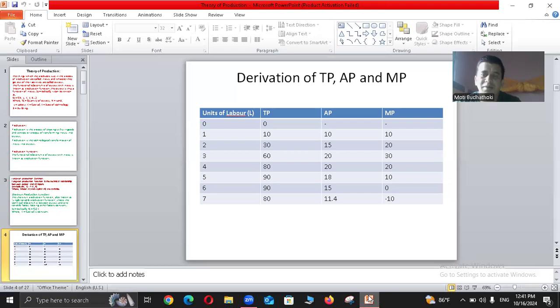In this table we can see that in the beginning the marginal product is increasing, and at a certain place it becomes maximum, and after becoming maximum, it starts to decline.